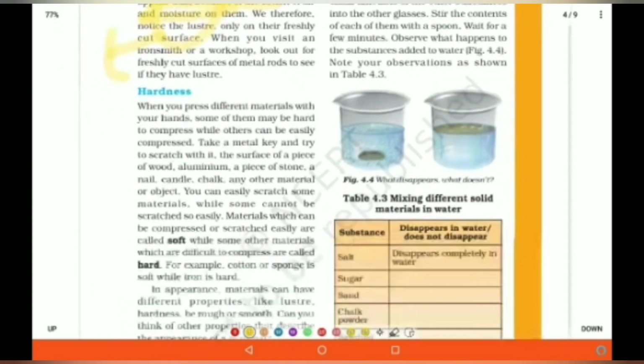Okay. The second property is hardness. When we press different materials with our hands, some of them may be hard to compress, while some easily get compressed. An example of a hard to compress thing is an iron block, whereas we can compress a normal sponge very easily, right?